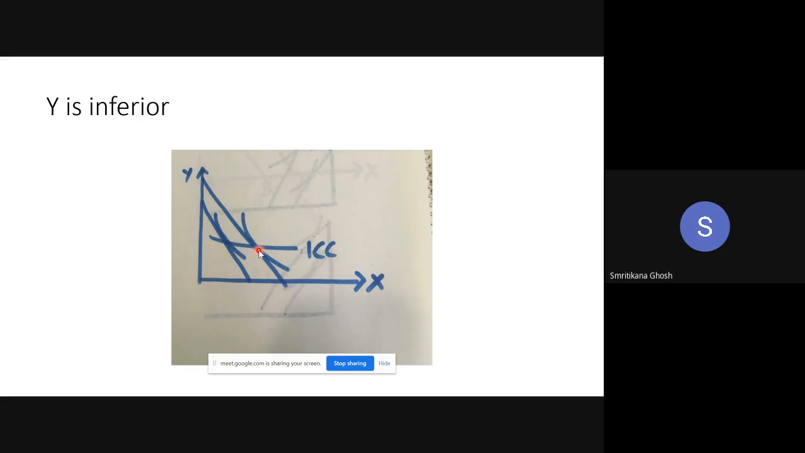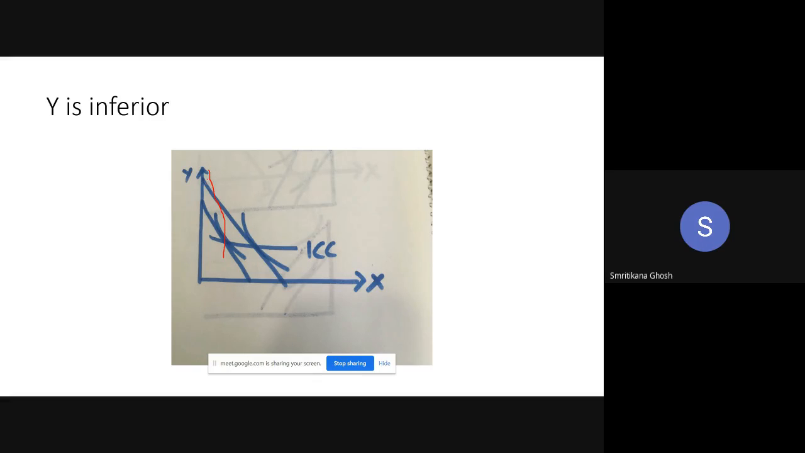So your problem here, look, this is for the case where y is inferior. You can make it for x inferior as well. It is not necessary that x will never be inferior. In that case, your ICC will be like this. That will be your ICC.